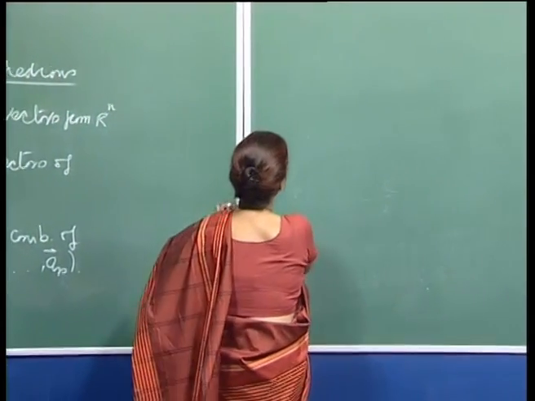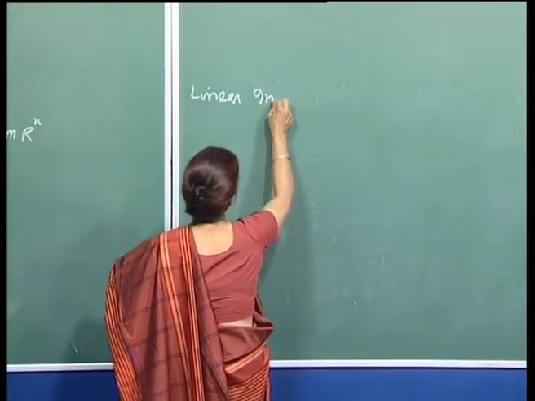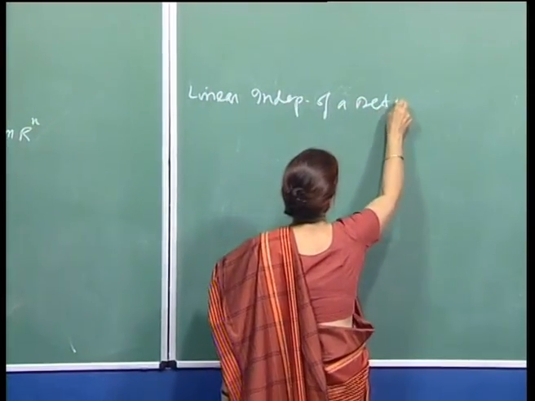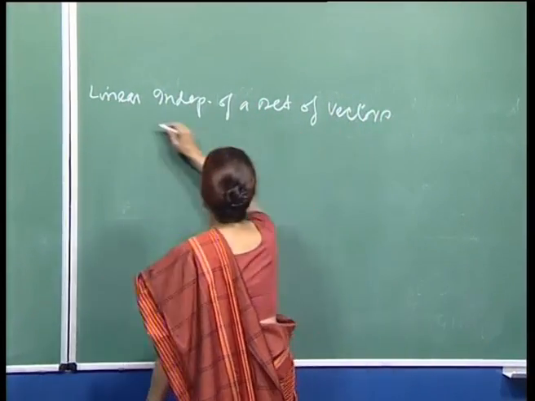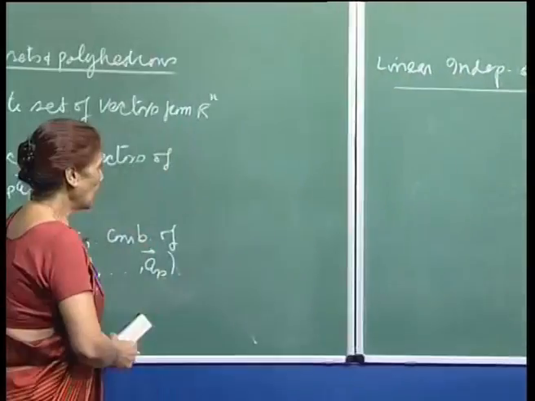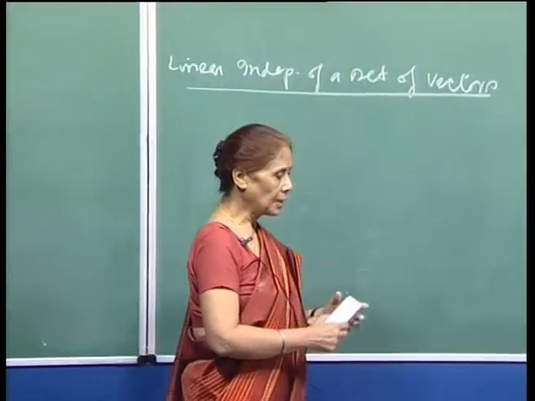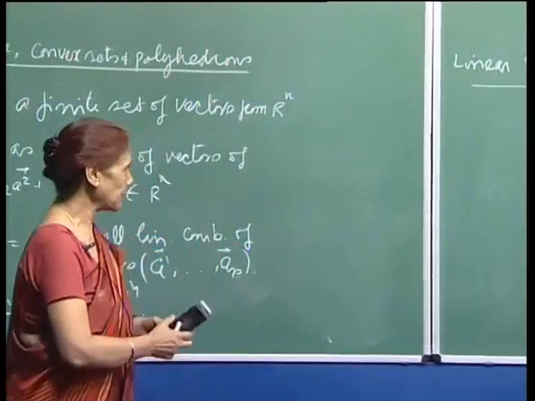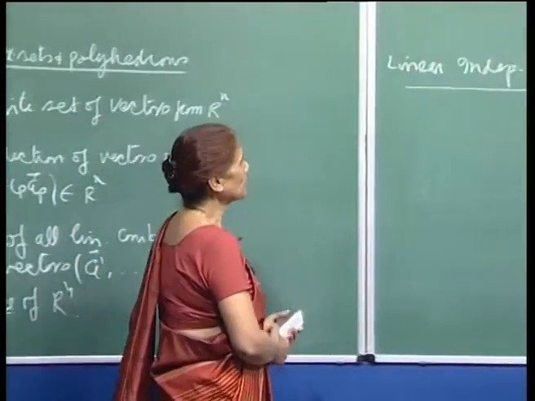So, now I have this concept of linear independence of a set of vectors. The idea here is that if I have a set of vectors, I want to find out whether there is a possible linear combination of this set of vectors which is equal to the 0 vector. So, that means here linear independence of a set of vectors.